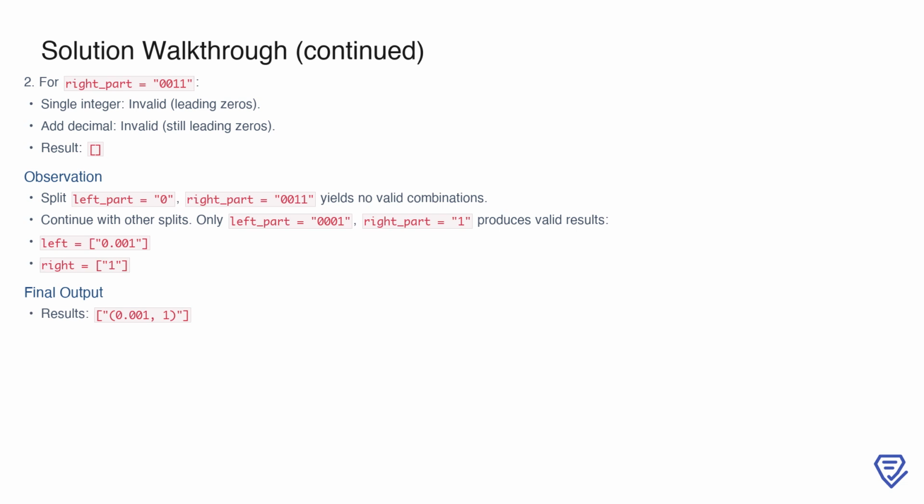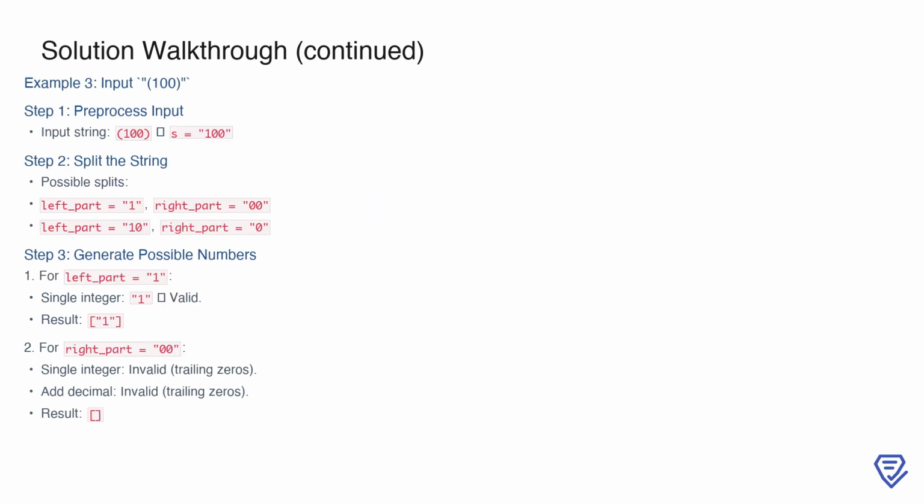Focusing on other splits, we find that the split 0001 and 1 produces valid numbers. The left part 0001 can be written as 0.001, and the right part 1 is valid as is, giving us the coordinate pair (0.001, 1). This becomes the final output for this example. Next, let's consider the input (100).